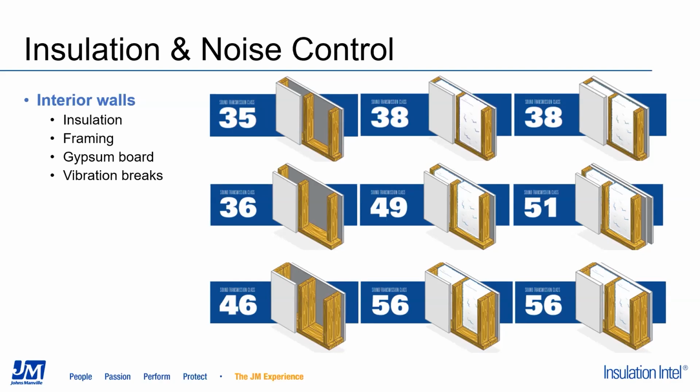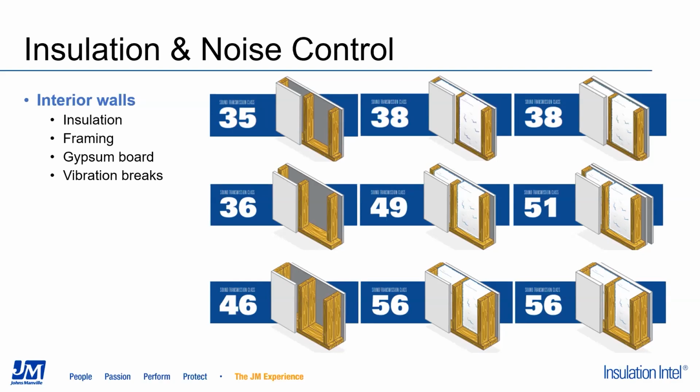The first row is showing single studs, and the first two on the left are with 1/2-inch gyp, and the top right one is with 5/8 gyp. So we're not seeing a large jump in performance when we're adding this insulation. And this is mostly due to the amount of noise that's able to pass through the studs.